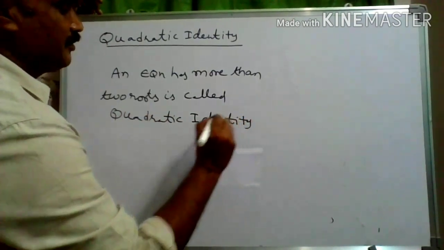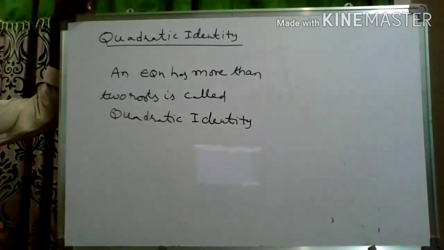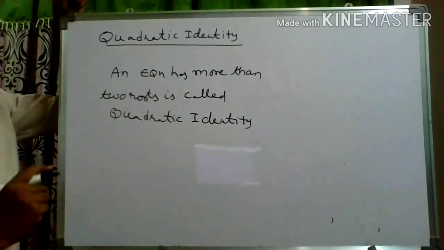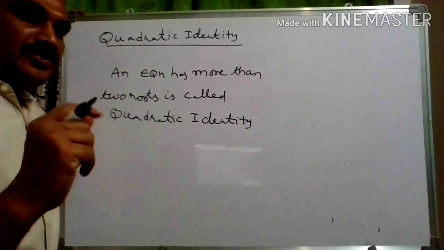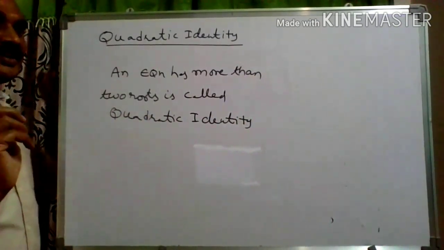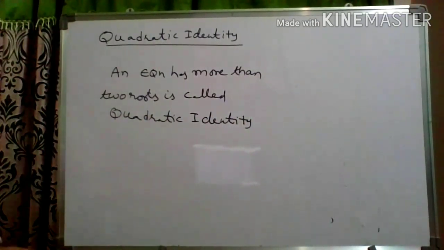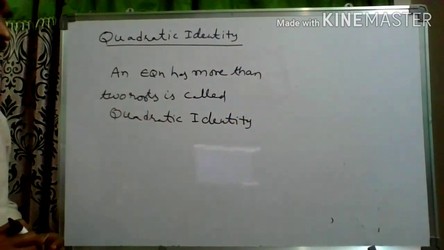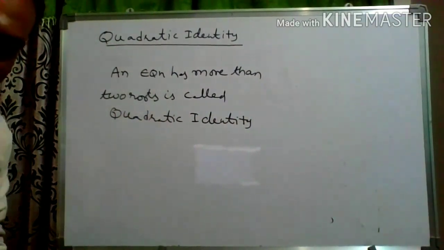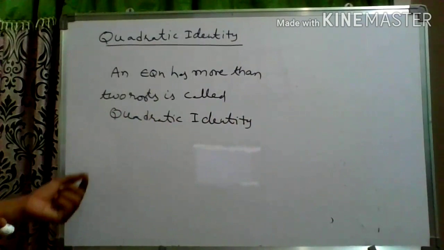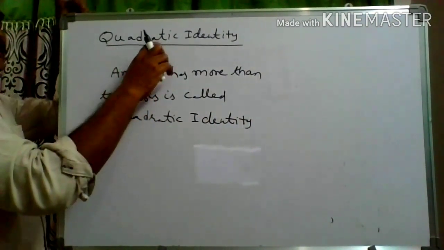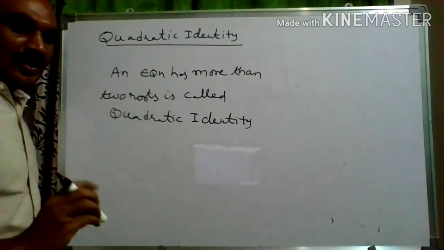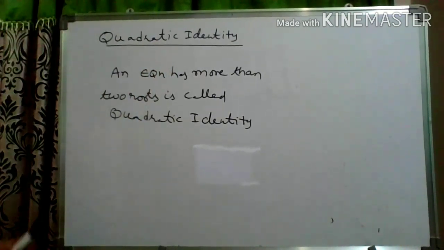Students, quadratic identity means more than two solutions. More than two solutions, but a quadratic equation has only two roots. More than two solutions means three solutions. So what is the formula of quadratic identity, students? A quadratic equation has only two roots, but a quadratic identity has three roots, students. How to prove this result, students?